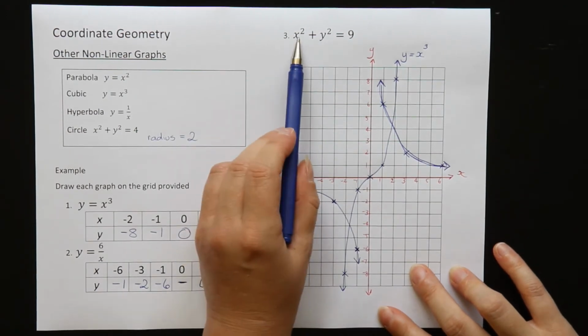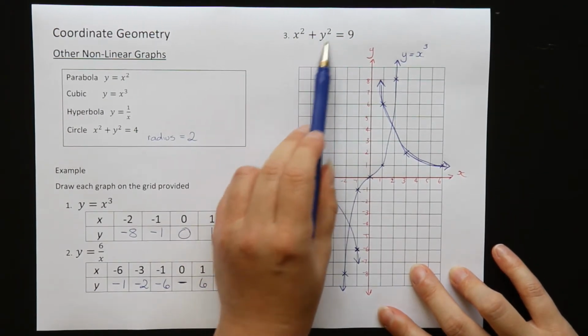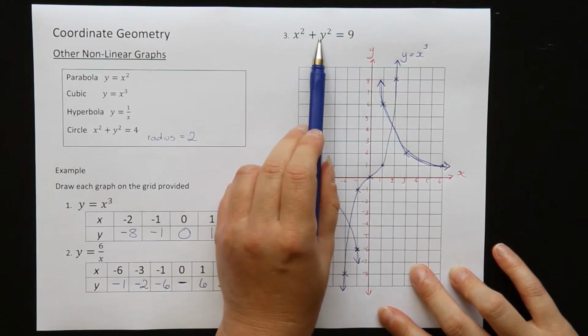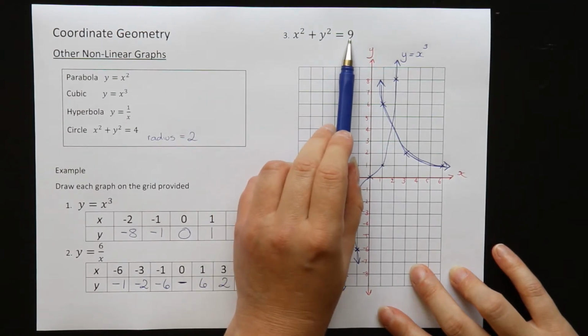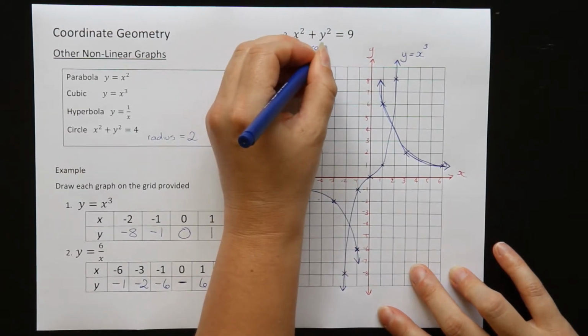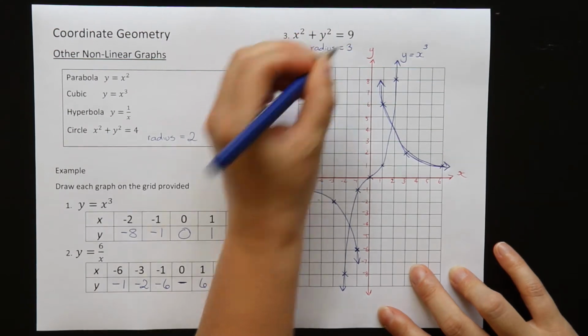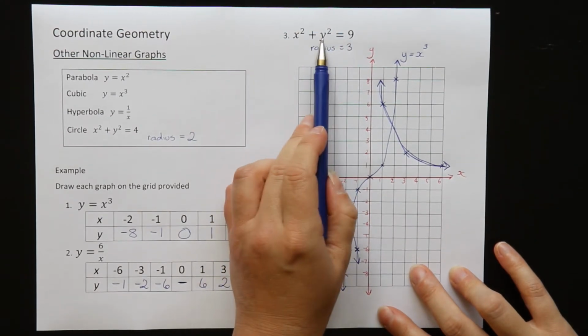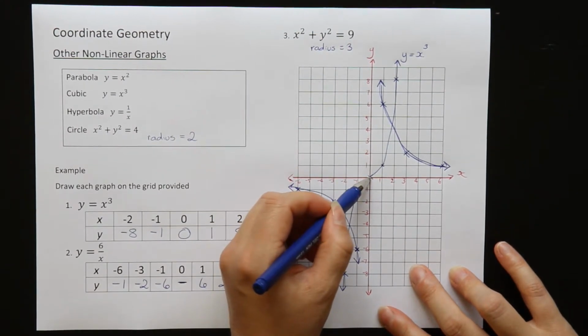And the third type of graph, x squared plus y squared, this is our circle. The number on the end gives us the radius, so we have to square root 9, which is 3. Our radius is 3. Now, these circles all have their center on the origin.